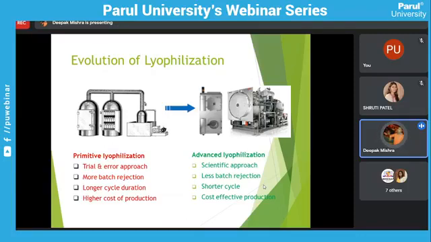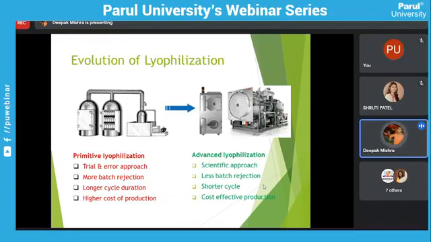If you are doing PhD work or M.Pharm work, it will impact your work too. That's why some advanced lyophilization processes are available right now. Advanced lyophilization is based on a scientific approach, with less batch rejection, a shorter cycle, and cost-effective production. So we can use it from academic and industrial points of view.